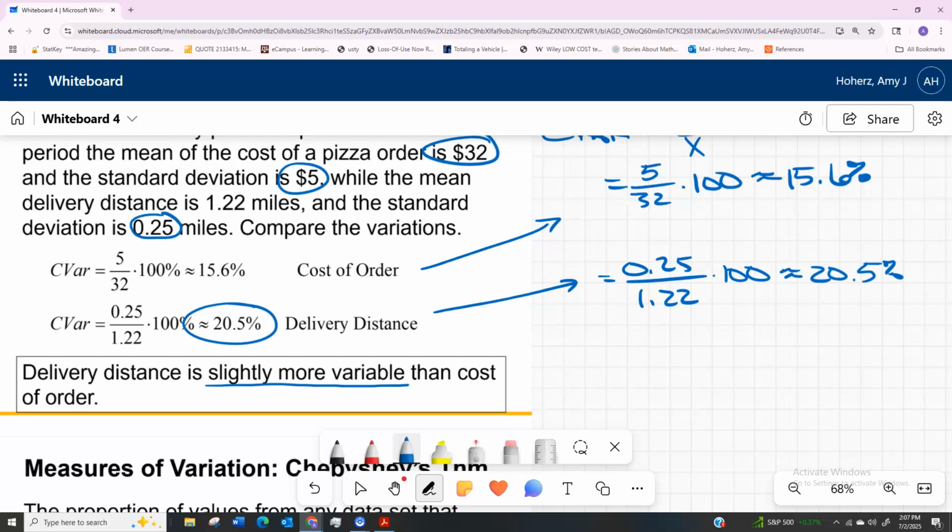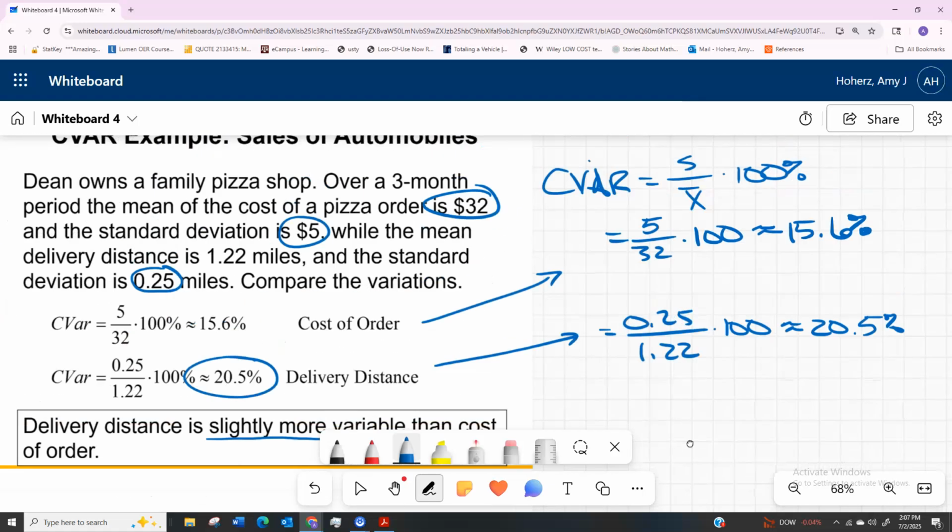So we're comparing the standard deviation to the average from that, and then the standard deviation to the average from that. So basically, how much of the average is the standard deviation? And that gives us this percentage. So 15%, 5 out of 32 is 15% of the average, whereas this is 20% of the average, and so this has more variation. It's more variable. All right.